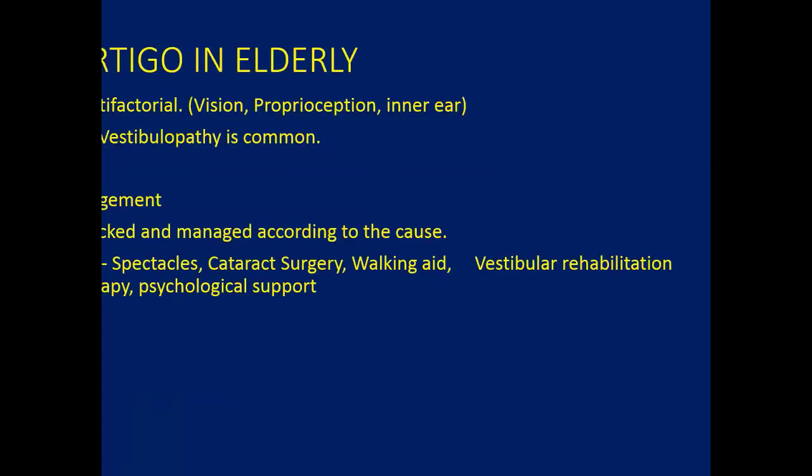Vertigo in deafness in elderly, vertigo in elderly is also an entity. It's multifactorial, because to maintain balance we need vision, proprioception, and inner ear. So in elderly people, all these are declining: vision, proprioception, inner ear. So bilateral vestibulopathy is also more common among elders.